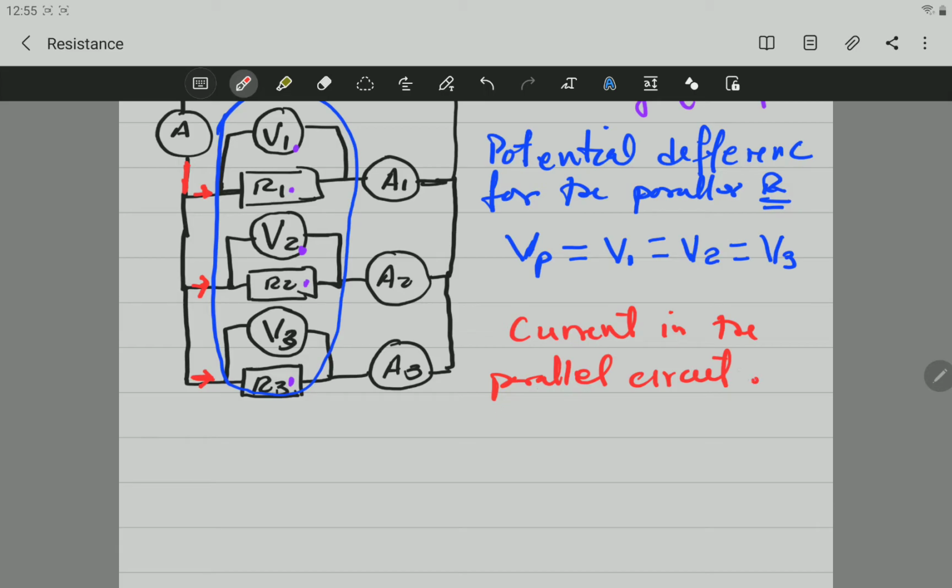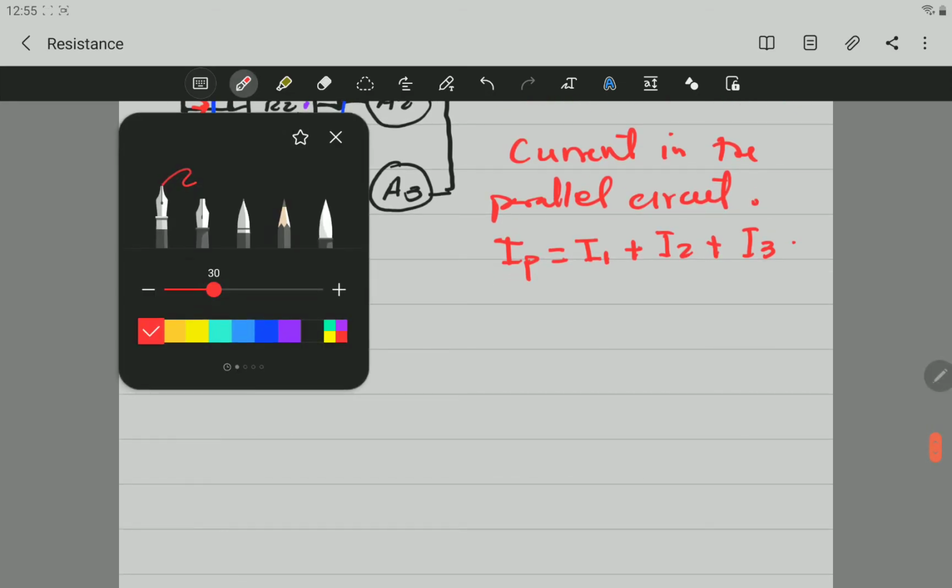Okay, so the total current, I'm going to write current total. Okay, the total current in parallel will be equal to the addition of current 1 plus current 2 plus current 3. So the addition of those currents will give you the total current before the parallel circuit. All right, that is in relation with current. And in relation with the resistance. Let's use black for this one.